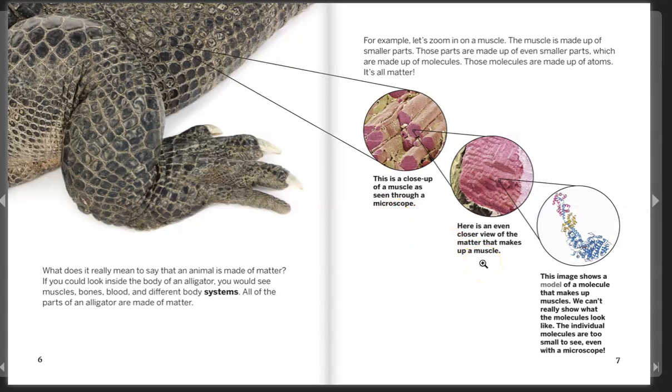Here is an even closer view of the matter that makes up a muscle. This image shows the model of a molecule that makes up muscles. We can really show what the molecules look like. The individual molecules are too small to see, even with a microscope.